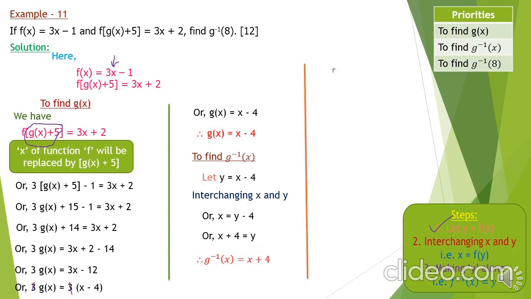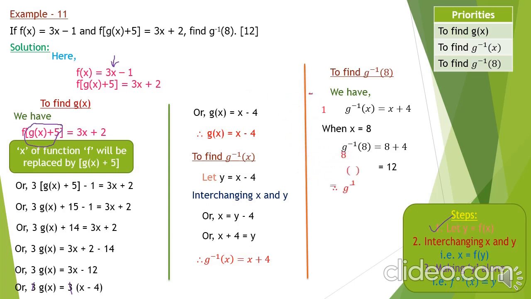Now let's move forward. Now to find g inverse x when x is equal to 8, 8 will replace x, that is 12. Now that's our answer.